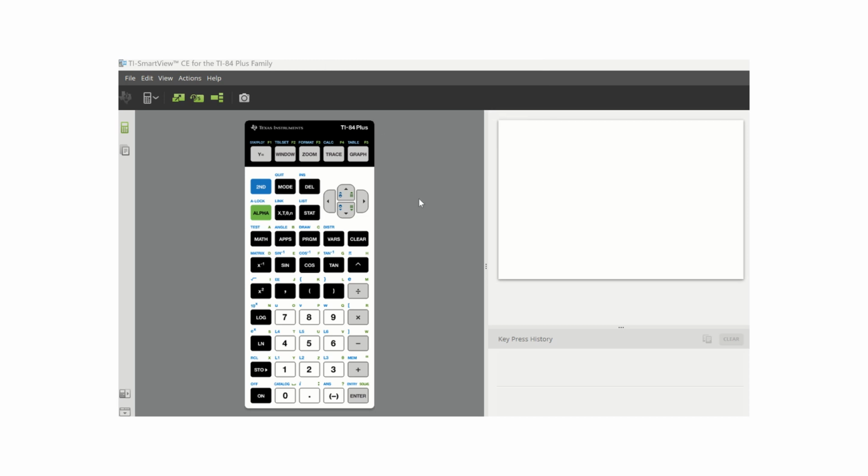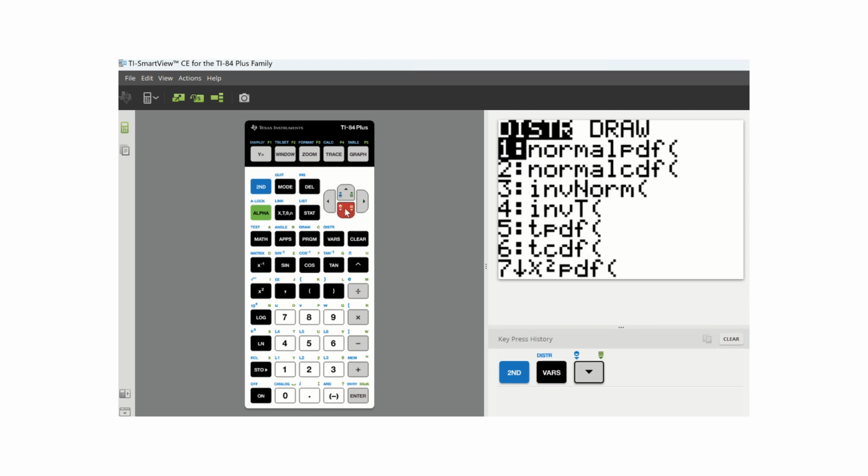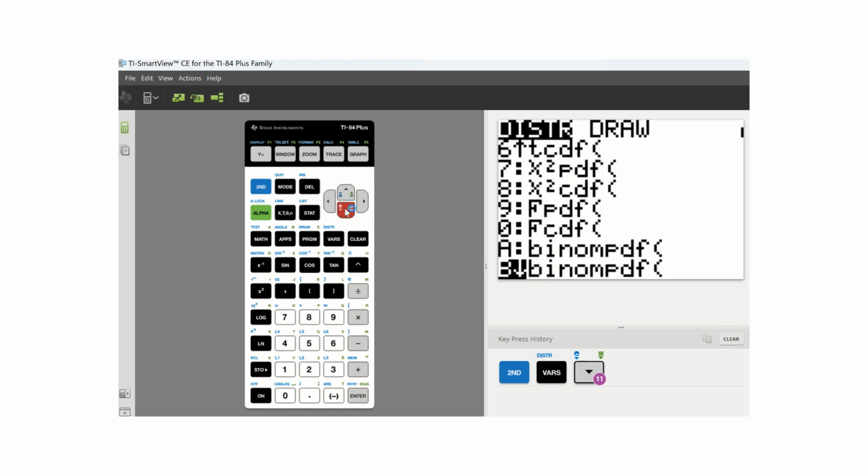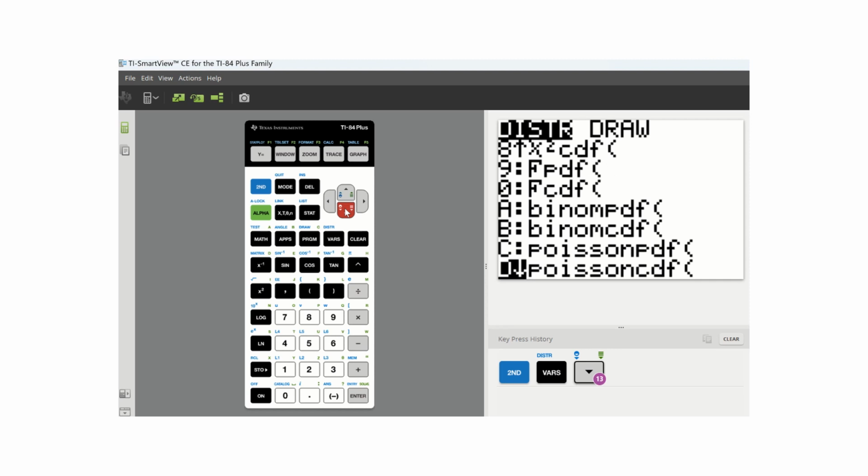Hi everyone, in this video we will see how to calculate probabilities for Poisson distribution using the TI-84. To calculate the probability, the function is under distributions. Second Vars is what you will need, and if you scroll down you will see the option for Poisson. It's right under binomial, options C and D. Alternatively, you could scroll up from the bottom to the C and D options.